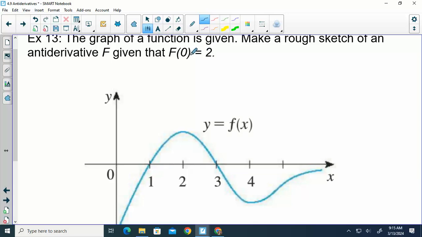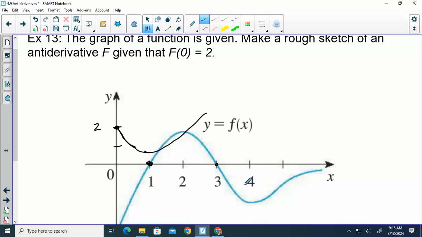F of 0 equals 2 is just giving us a point on the graph. When my x is 0, my y is 2, so that's a starting point. The derivative was negative, so we have to be decreasing. Did I give you any information about where it stopped, or the y values? But we know that right here the derivative is 0, so that's when we had our minimum. And then the derivative was positive, so we have to be increasing until we get to 3.